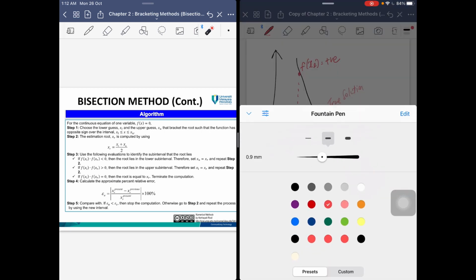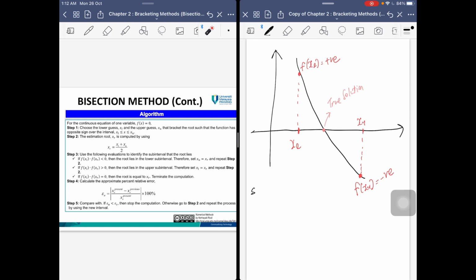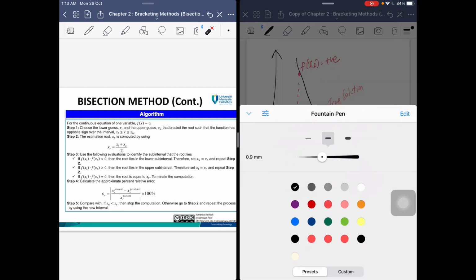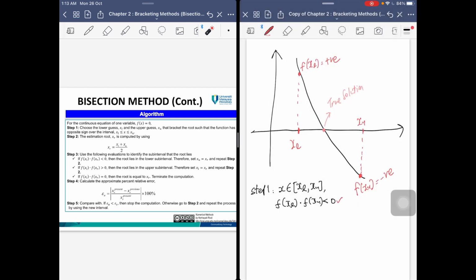So step number 1, we decide x between XL and XU, and we already checked that f(XL) multiplied with f(XU) is less than 0. Okay, so this is satisfied. Then step number 2, we start our first estimation.